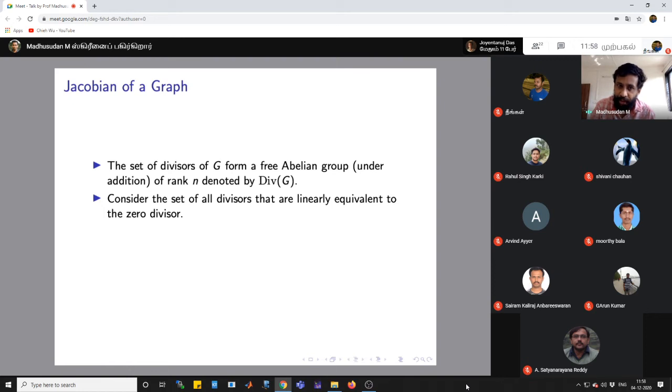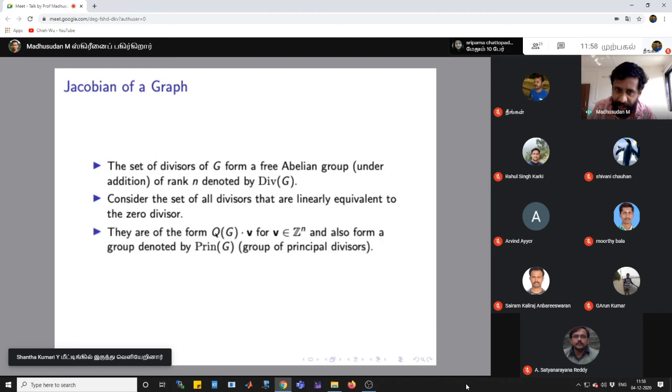One is, if you look at the set of all divisors that are linearly equivalent to the zero divisor. In other words, all divisors which are reachable from the zero divisor, meaning every vertex has 0 chips, via a sequence of chip firings, this will form a group. You can see this by using, for instance, the Laplacian interpretation, or even directly. If you add 2 of these, you will still get one of these. You call such divisors the principal divisors.